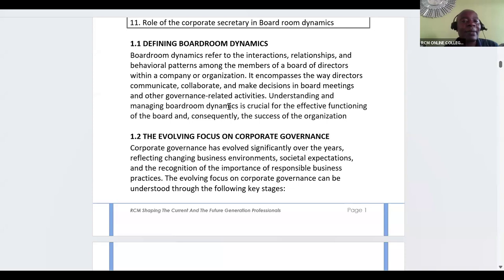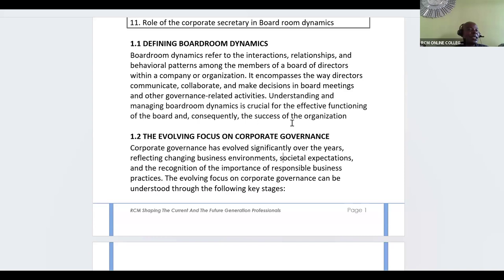Understanding and managing boardroom dynamics is crucial for the effective functioning of the board, and consequently the success of the organization. So, ladies and gentlemen, when we talk of boardroom dynamics, we are looking at how we talk between ourselves as directors. We need to collaborate and work together as a team. That's what is expected. But as we get along, there are chances that two or three people within the board may not be seeing eye to eye. Then we, as the chairman and the CS of these boards, have a bigger role to ensure that even when people do not see eye to eye, we align their interests with the interest of the company, so that the company at the end of the day succeeds.